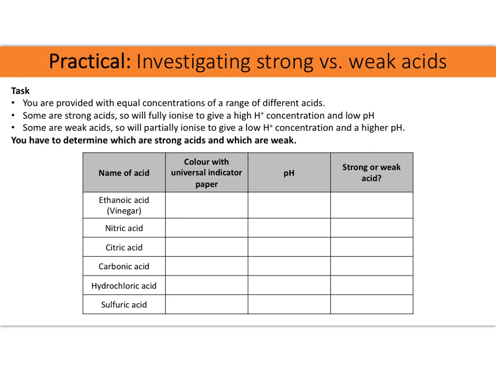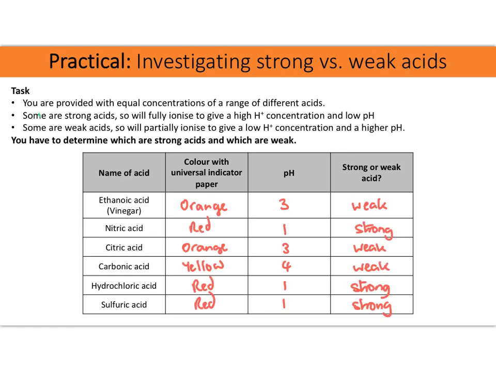So all of them would have been the same concentration, okay? Something like 1 mole per decimetre cubed, but some of them would have fully ionised, and some of them would have partially ionised. We would have a difference in the concentration of hydrogen ions, which is what we're really measuring with pH, and then we can see what the result of that would be if we used universal indicator paper.